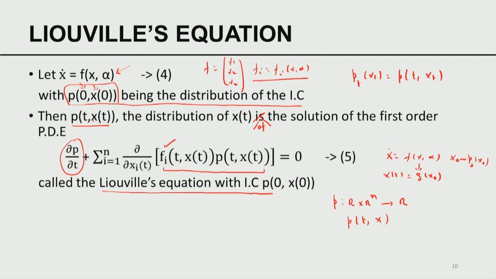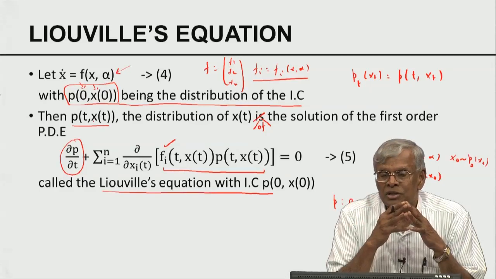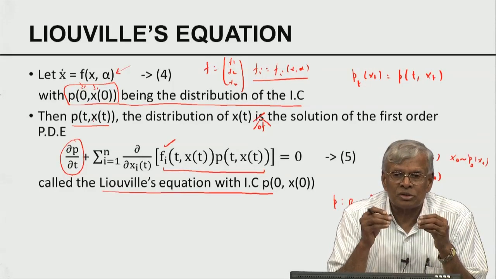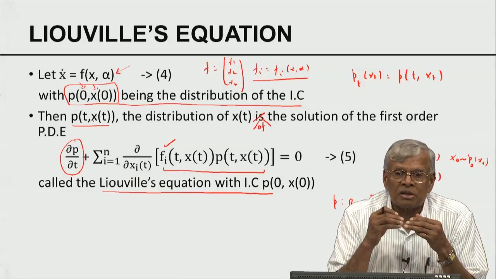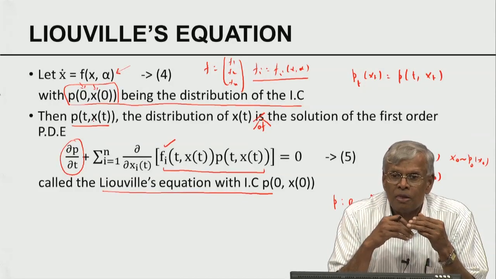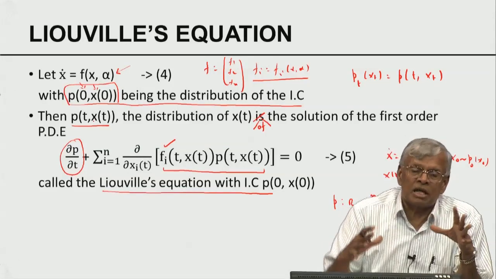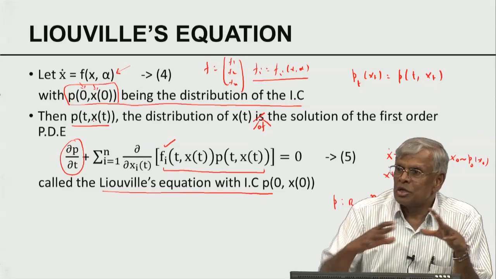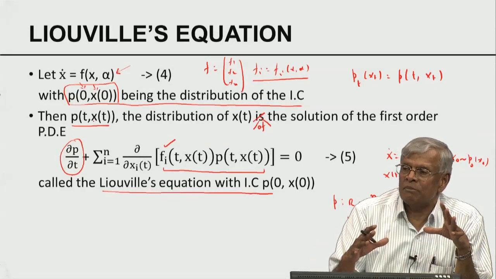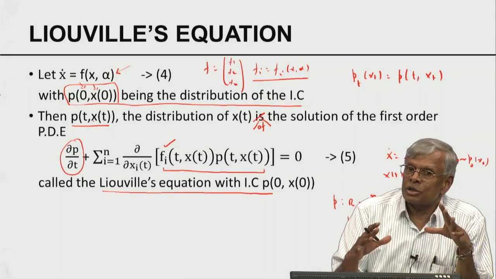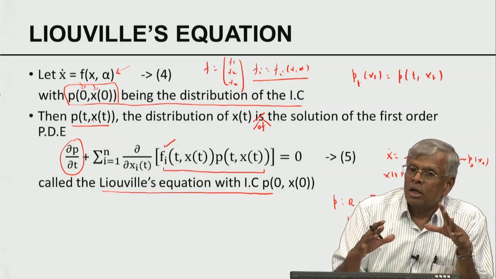So fi is known, p is the unknown, and p is obtained by solution of this partial differential equation. Solving this numerically would be a very difficult task, because you have to discretize it, you have to compute this, you have to ensure the probability is never less than 0, and the total sum must be equal to 1. So the preservation of the probability mass at all time leads to lots of computational challenges if one tries to solve this equation in numerical form.